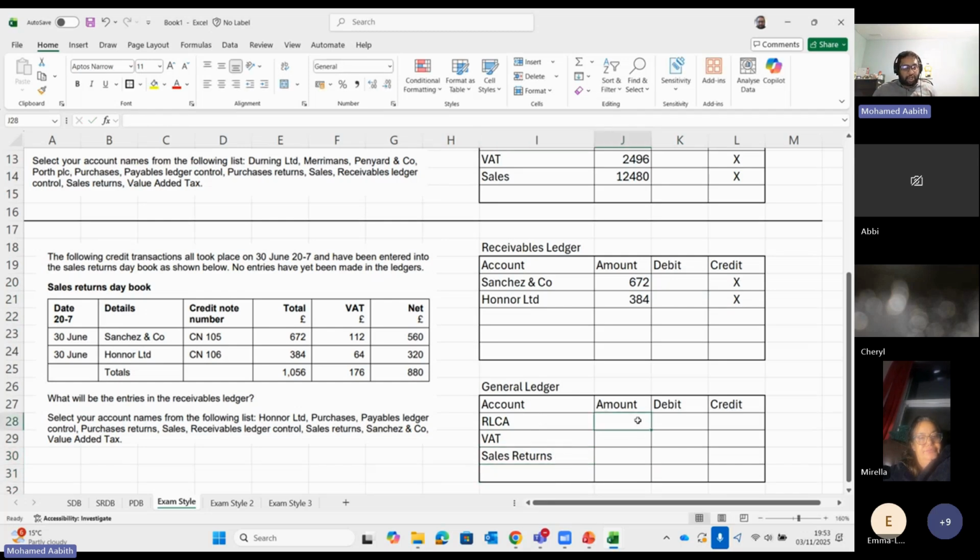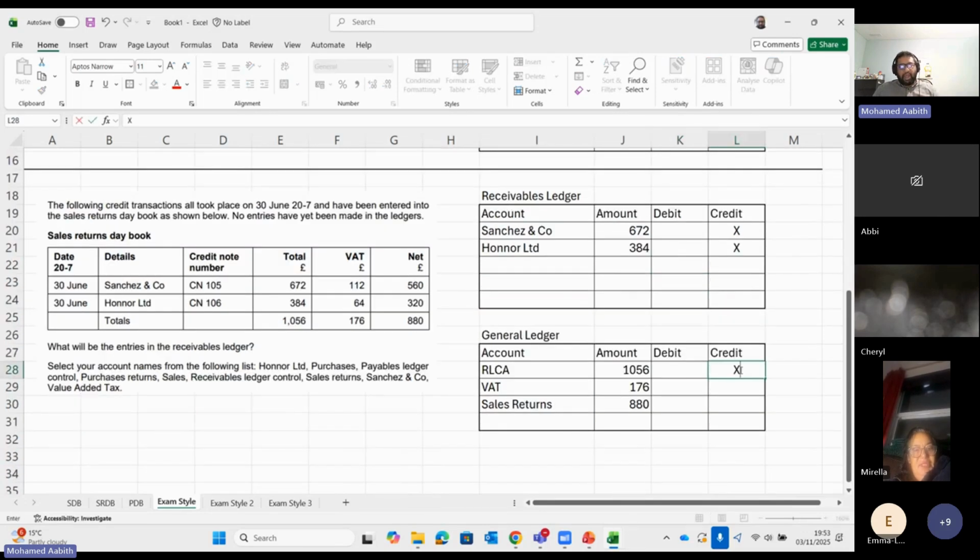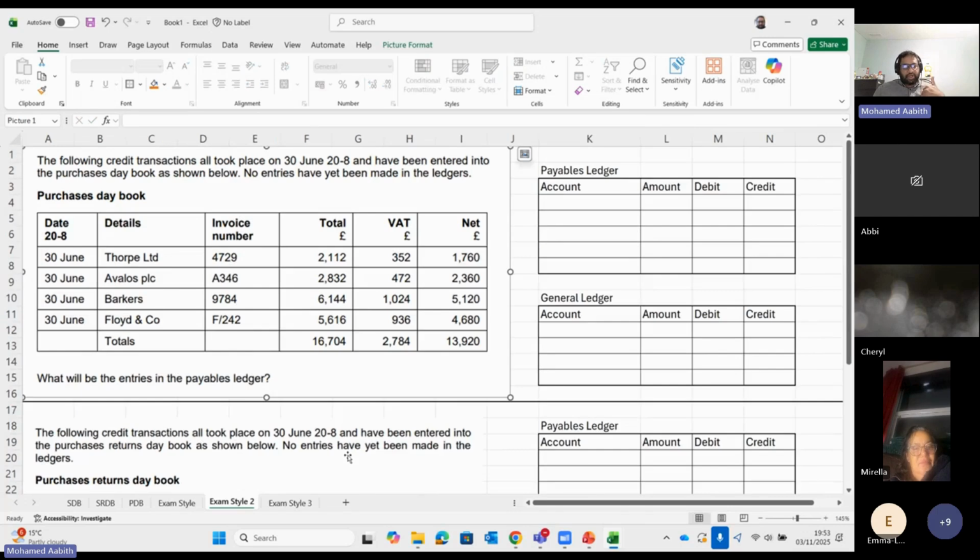So this amount is going to be 1056, 176, and 880. And this is again the opposite side. Like what we've done here, this will now be flipped. So credit for RLCA, debit for VAT, debit for sales return. So that is a really good question. Now let's look at that next one.